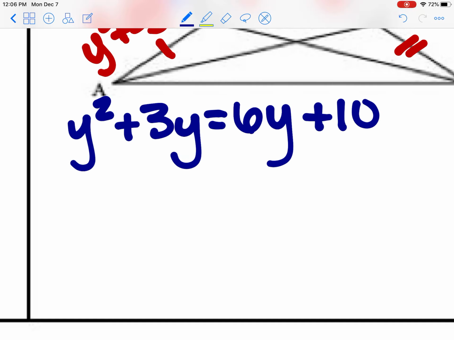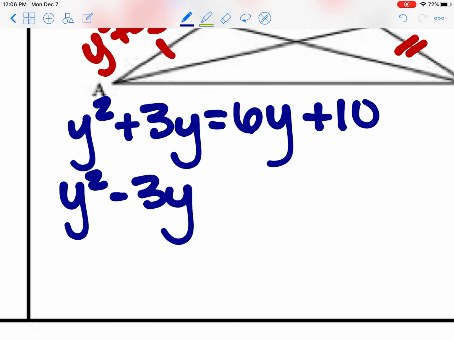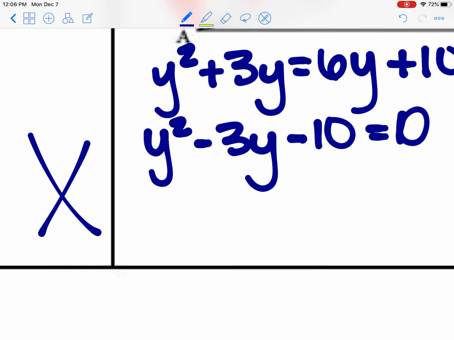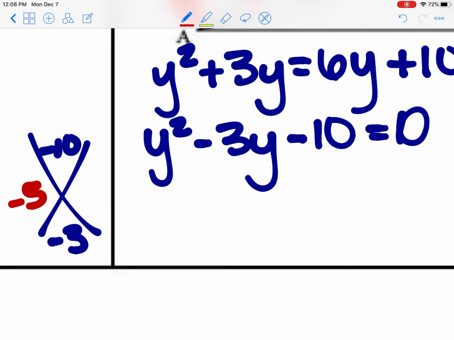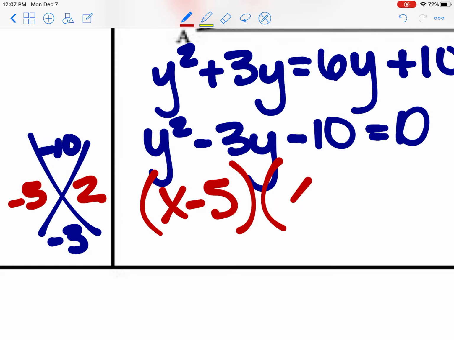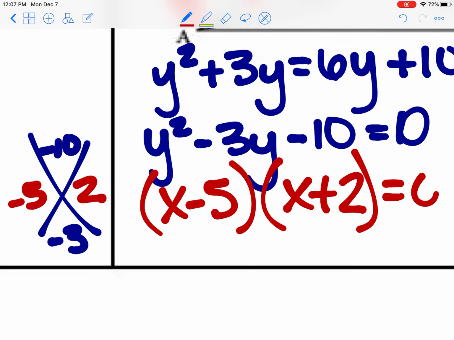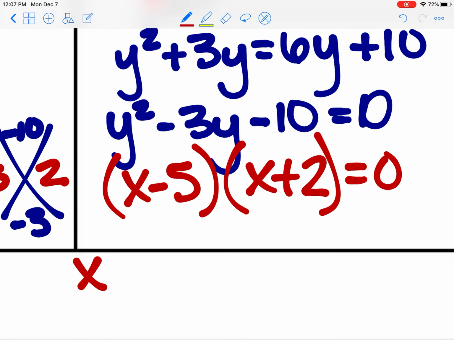All right, we know that we're going to have to factor because of the y squared, so we want to move everything to the same side as the y squared. We want to keep that y squared positive. So we have y squared, move the 6y over, that gives us negative 3y, so 3y minus 6y, and then move the 10 over. If we think about our x here, a times c would be negative 10, our b would be negative 3, and so two numbers that multiply together to get negative 10 and add up to negative 3 would be negative 5 and 2. So that means this would be x minus 5 and x plus 2.